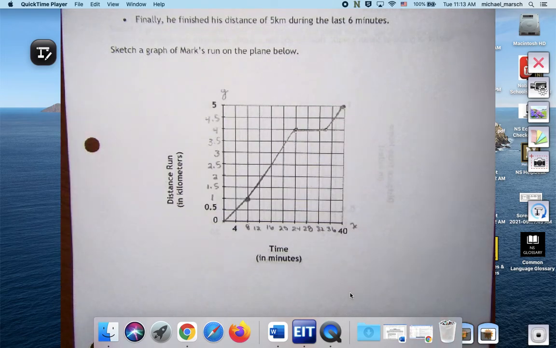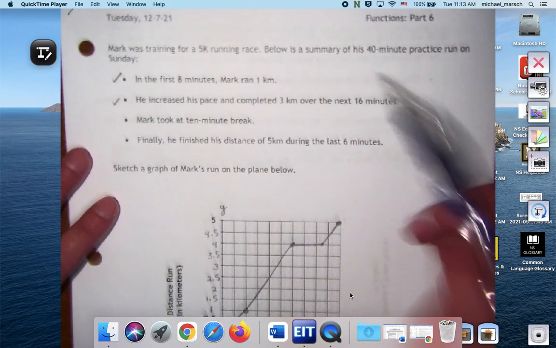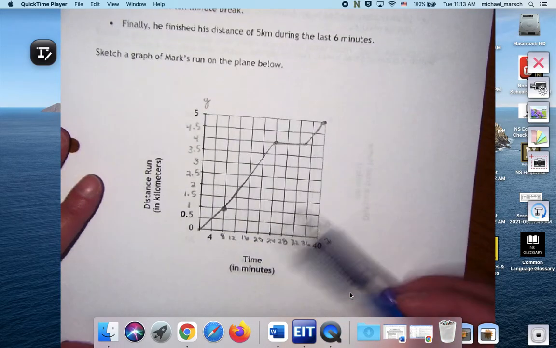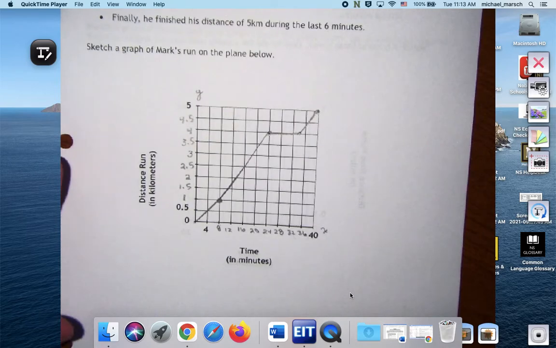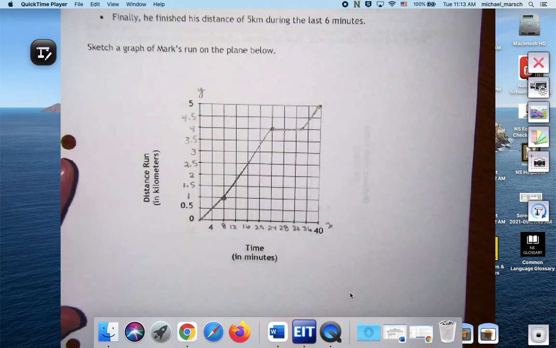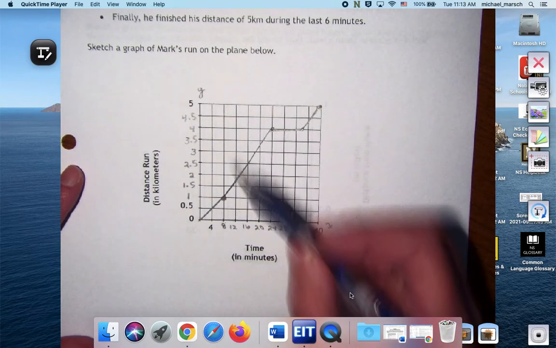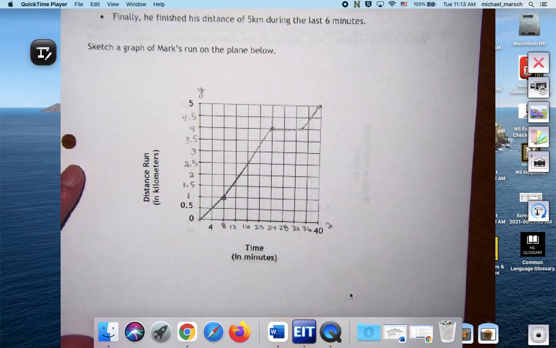So was the last one 40 minutes? Because he did a 40-minute practice. So we knew he was only going to go 5 kilometers in the 40 minutes. Now, what we don't know is, is he back home? I don't know. Is he waiting for someone to come pick him up 5 kilometers from his house? Who knows? We don't know where his path went. We just know how long it took him to run 5 kilometers.